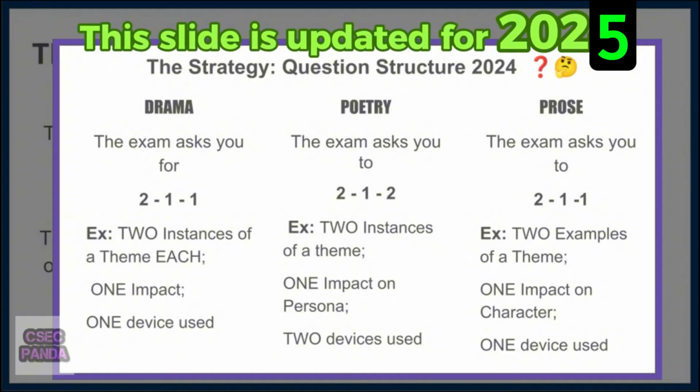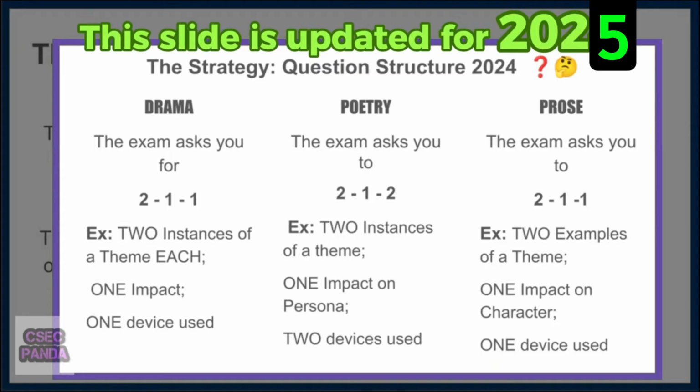So the poetry is actually 2-1-2 because they want one each of an instance of a theme, the theme that they pick for you, the instance of the reaction of a character, and a device that was used by the author to portray this theme. So that can be pretty heavy, and you might end up spending a little bit more time on that one, at least I know I did.